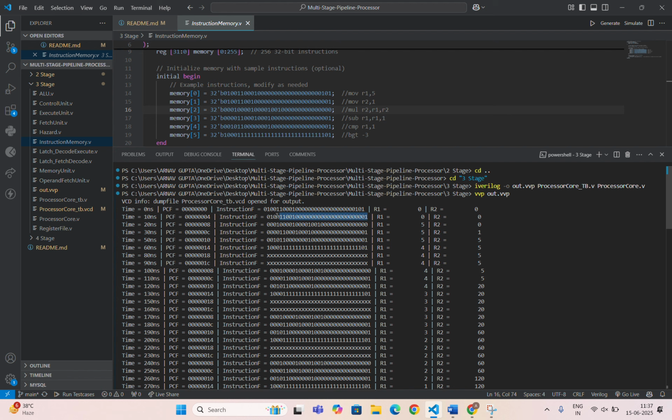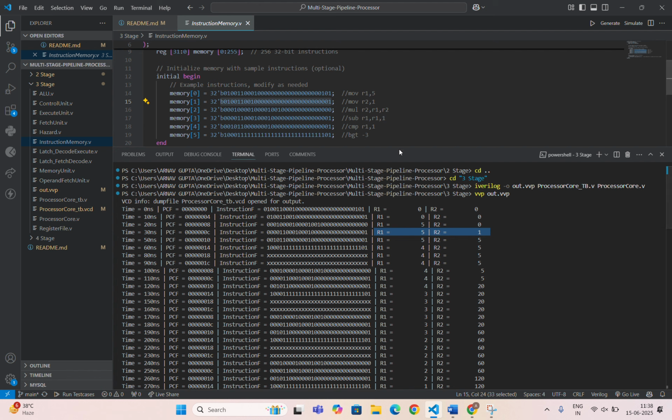This is the second instruction in the decode phase, and the third instruction, the multiplication, is in the instruction fetch stage. At the next clock, R2 should get the value 1, and this is indicated here. So this is well demonstrated as a 3-stage pipeline processor.